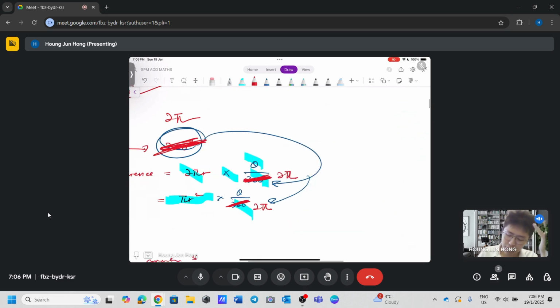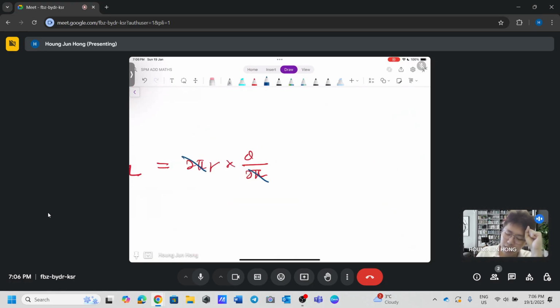Let's just look at these two equations. How can this be better? How can this benefit you? Because you see 2 pi r multiplied by theta over 2 pi. What happened here? Simple math, cancellation. What is my final answer? Simply r theta. That's it. As simple as that. Then you get a new formula over here.